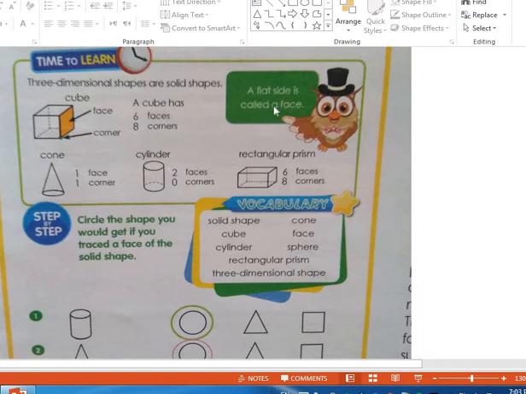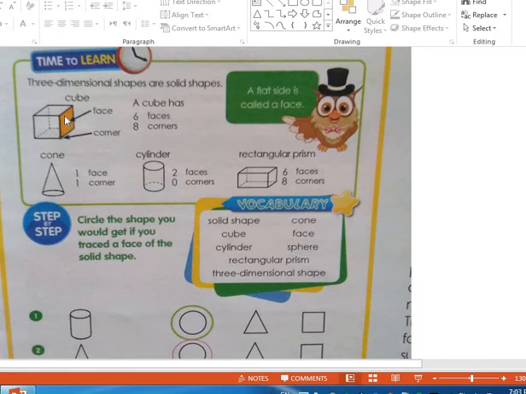A flat side is called the face. A flat side is called what? Face. So the yellow shaded part here is called what? It is called a face of the cube. A face of the cube.